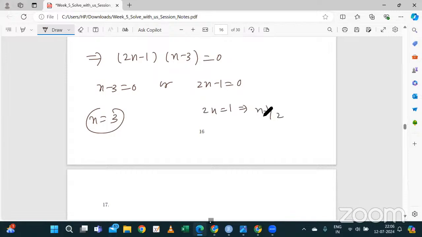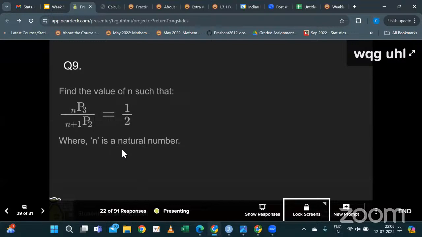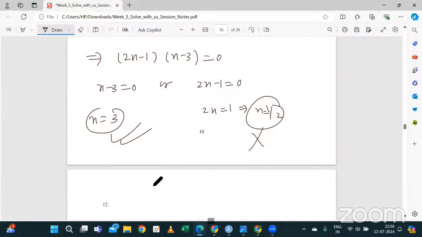So which answer, sir? 3, sir, because we don't take a rational number. Correct, and it is clearly mentioned that n is the natural number. Also, you can clarify.